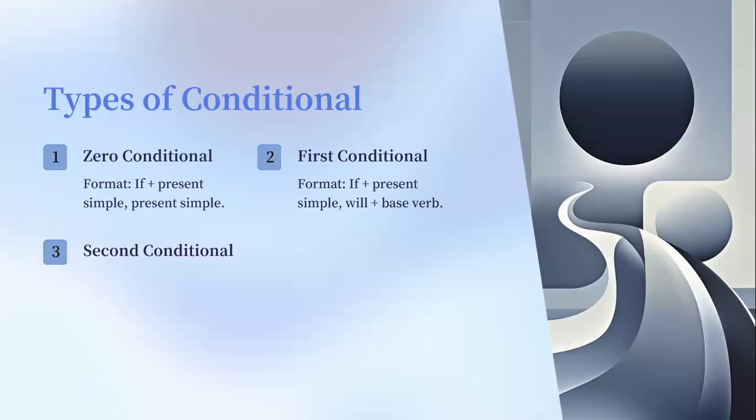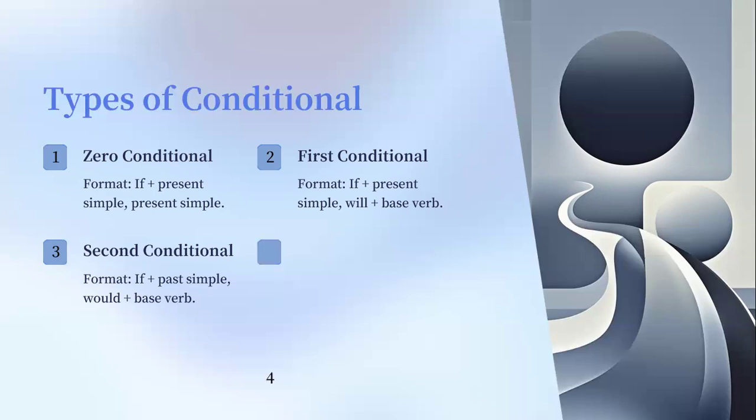The third type of conditional is known as the second conditional. When we are working with the structure of the second conditional, we need to make sure that the if clause is composed by following the rules of the past simple. Then we need to add a verb, which is would. Then we need to continue the sentence.